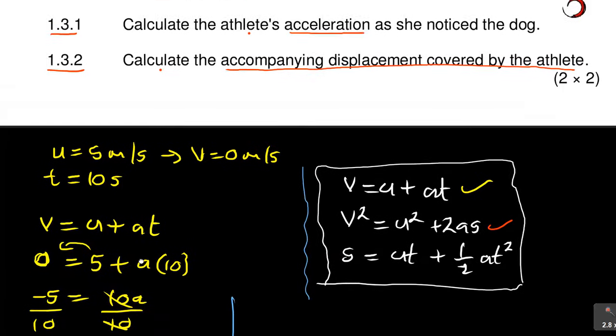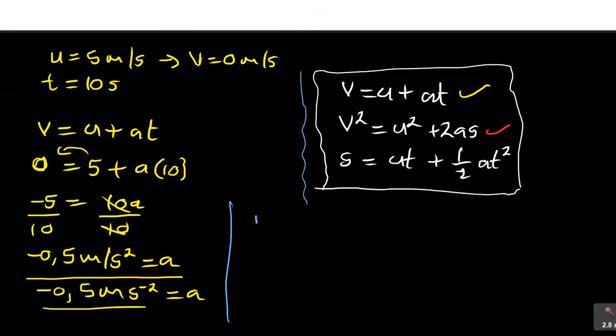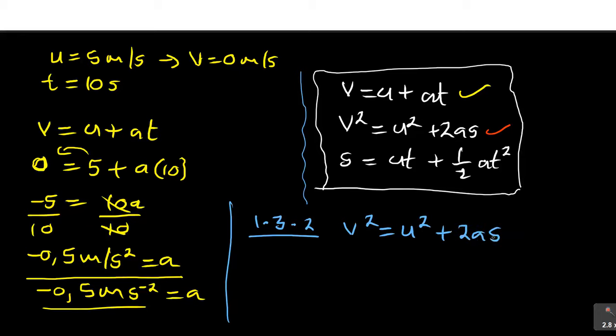So this question is question 1.3.2. If I use V squared is equal to U squared plus 2AS. Final velocity was 0 squared is equal to initial velocity, which is 5 squared, plus 2 times acceleration, which is negative 0.5, times s.